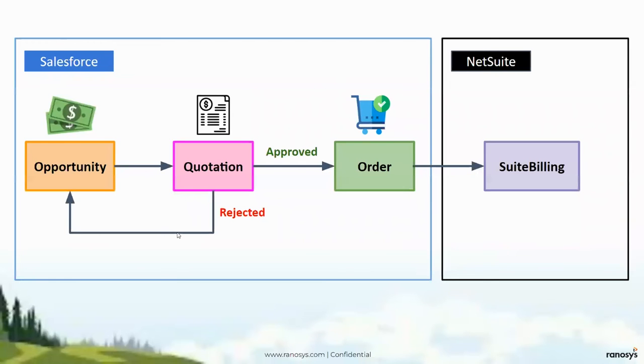To understand the use case in more detail, let's refer to this flow diagram. I'm sure you all are aware of opportunities in Salesforce. Any ongoing deal in Salesforce is known as opportunity. So in our case, the opportunities are getting created in Salesforce. Quotations are generated from opportunity, which are sent for approval to the customers. And once a customer approves a quotation, it is converted into an order. And this order needs to be synced with NetSuite so that the invoicing and billing can be done at NetSuite end. So now here if we see, Salesforce wants to send orders to NetSuite.